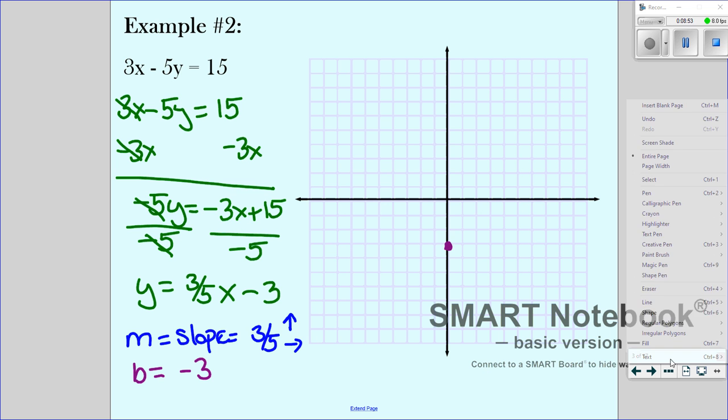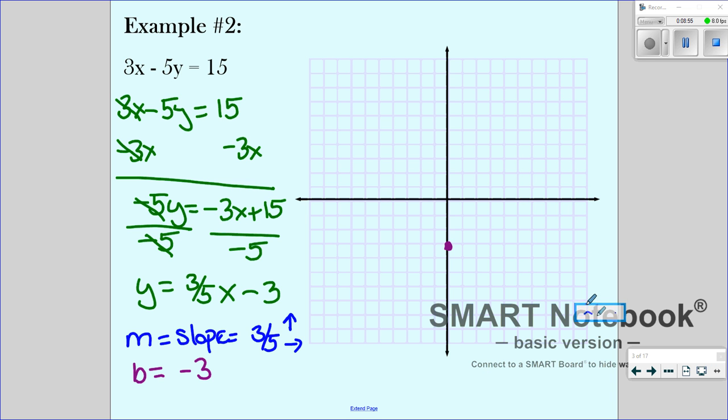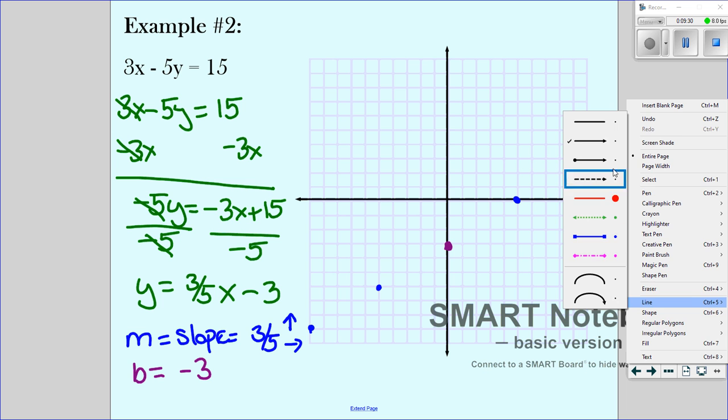And then I'm going to use the slope to get my other points. So 3 up, 1, 2, 3, then 5 across to the right, 1, 2, 3, 4, 5. I can't go any further, so I have to go in the opposite direction from where the b is. The opposite of 3 up and 5 to the right is 3 down, 1, 2, 3, and 5 to the left, 1, 2, 3, 4, 5. And I'm going to continue that, 1, 2, 3, 1, 2, 3, 4, 5. Okay, I have enough points, and I'm going to use my line.